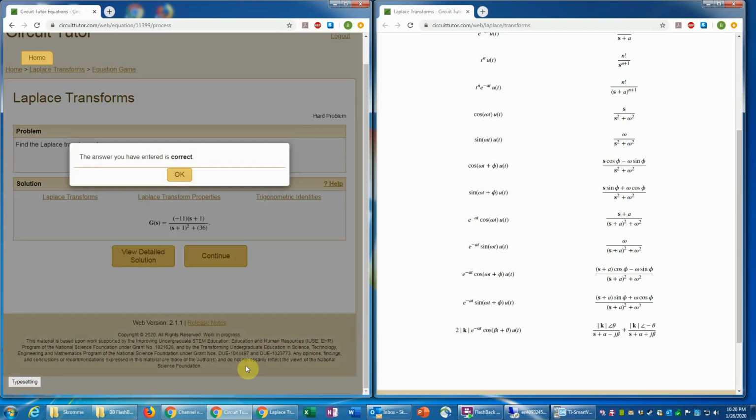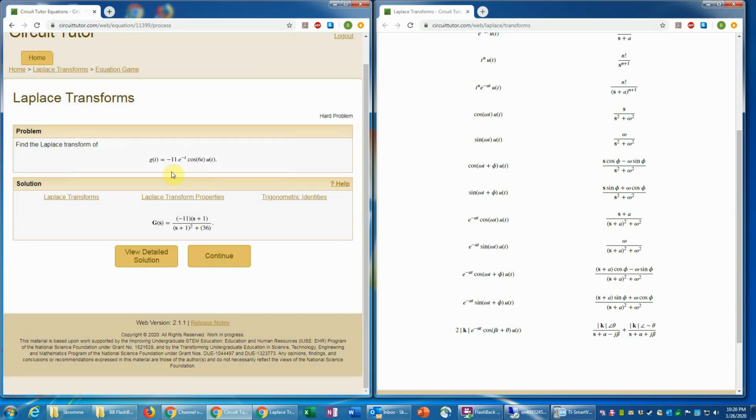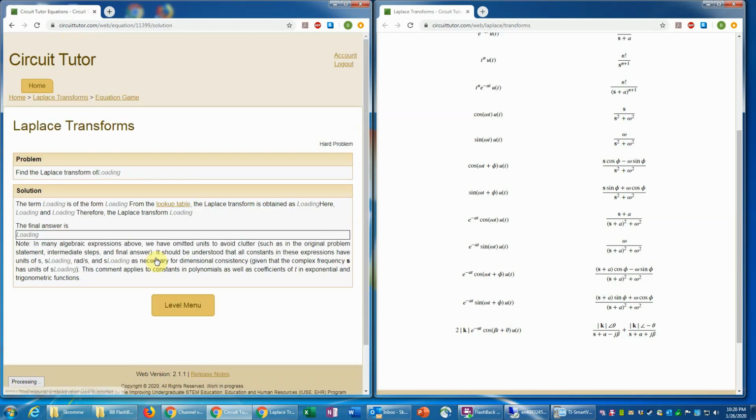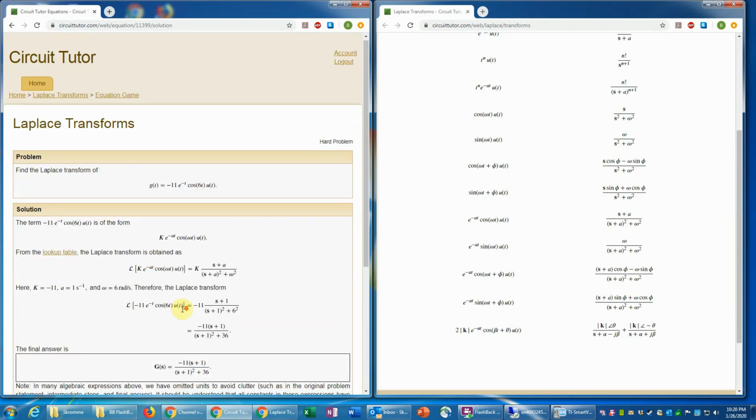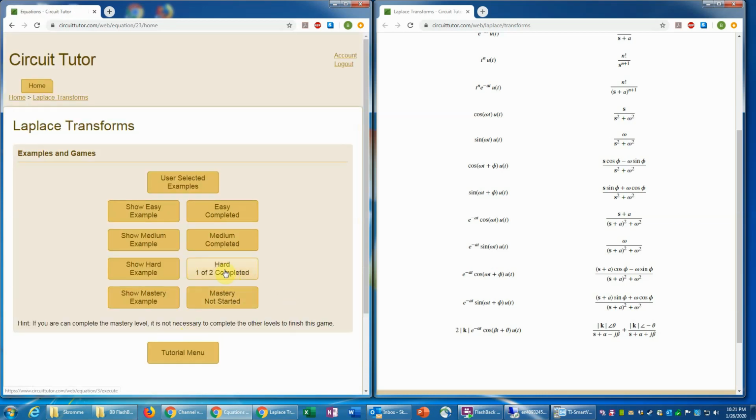Okay, so we'll just click check equation. That is correct. And if necessary, you can also view a detailed solution of this by clicking this button, and that will show you all the steps that were involved, similar to what you would see in an example. Okay, so let's do a second problem now at the hard level to show you an example of a little bit different problem.